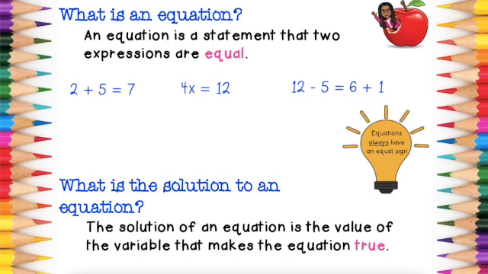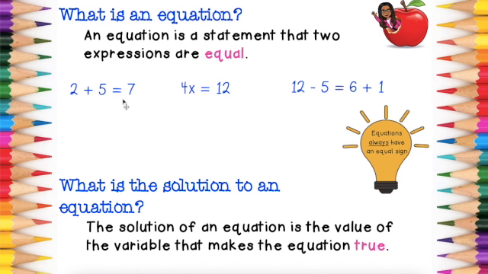So first, let's recall what an equation is. An equation is a statement that two expressions are equal. Below you will see three examples. Our first example is 2 plus 5 is equal to 7. Here we have the expression 2 plus 5, and we also have the expression 7, and this is showing that they are equal, which makes this an equation.